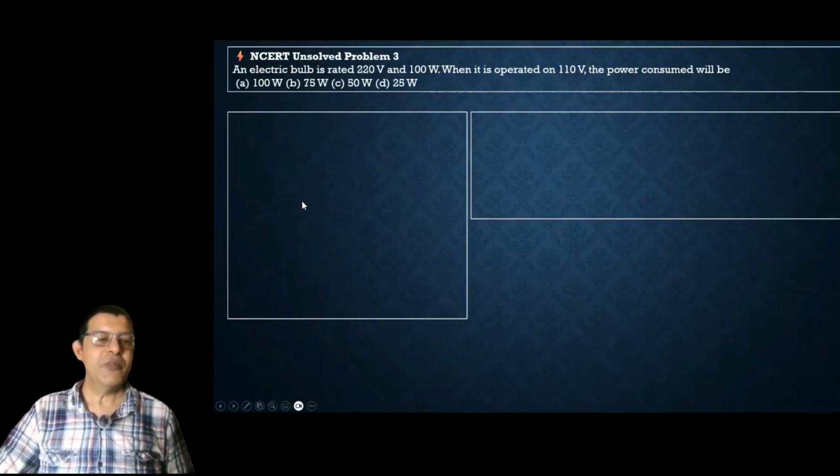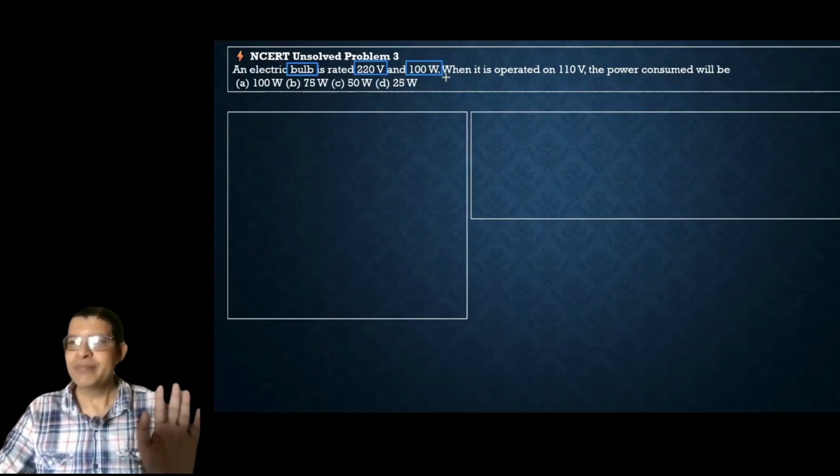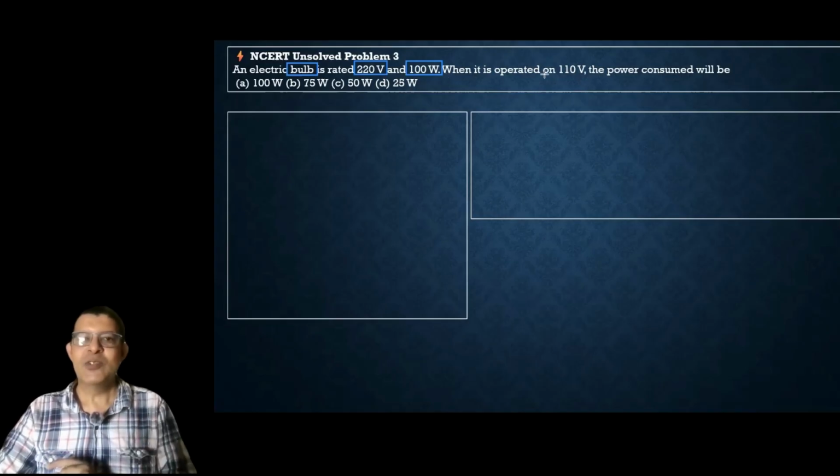Third problem. Here we have been given about an electric bulb. Electric bulb is rated 220 volts and 100 watts power. Voltage is given and power is given. So now when voltage is given and power is given, we have to remember that we can use power is equal to VI, plus we can use Ohm's law also, because terms are given which we can use in both these equations. So now it is given that when it is operated on 110 volts, the power consumed will be how much? So now we know what formula we can use here.